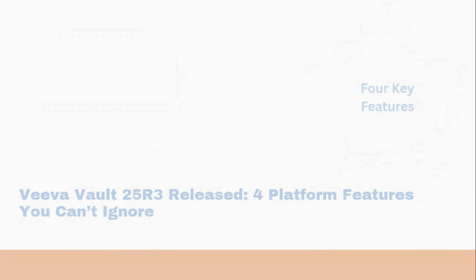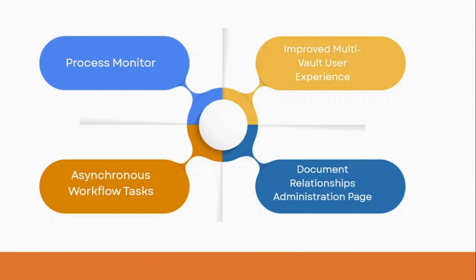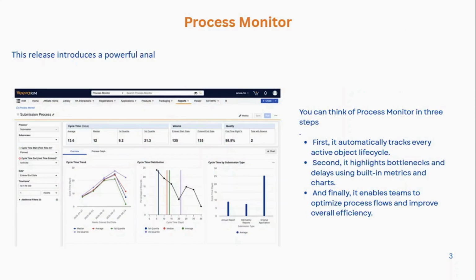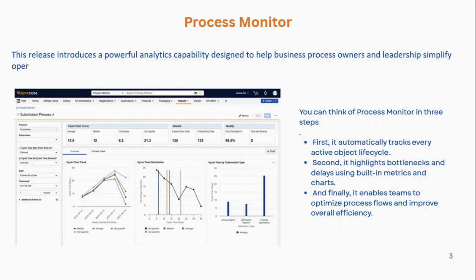So the four key features I'll discuss with you: one is process monitor, second is asynchronous workflow task, third is improved multiple user experience, and the fourth is document relationship administration page. So let's talk about process monitor. On this page, you can see that the process monitor comes under report and dashboard.